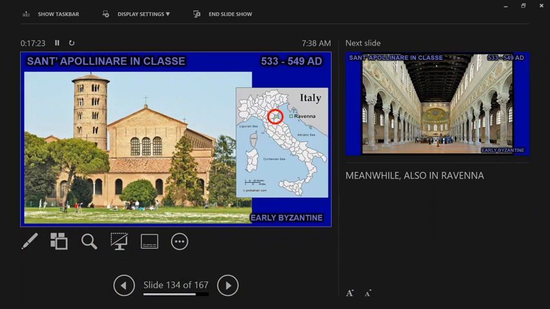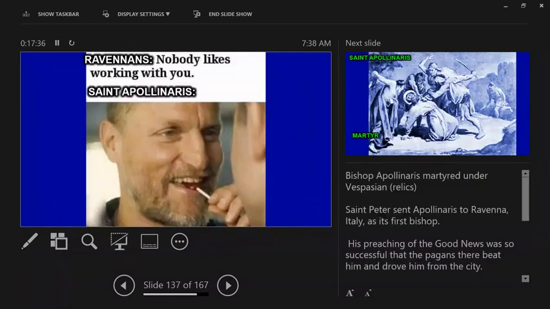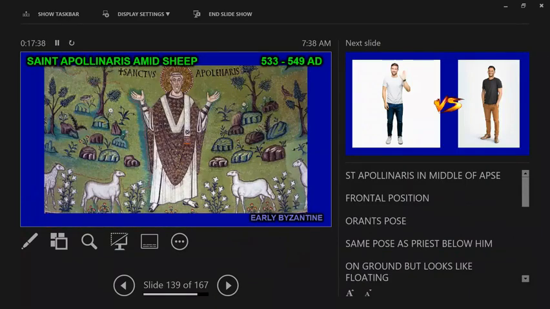Yeah, so it's in Italy. So it's in the Western Empire, not the Eastern Empire. Churches in the Western Empire follow the basilica plan. Churches in the Eastern Empire follow the central plan. All right, so let's take a look at Saint Apollinaris.